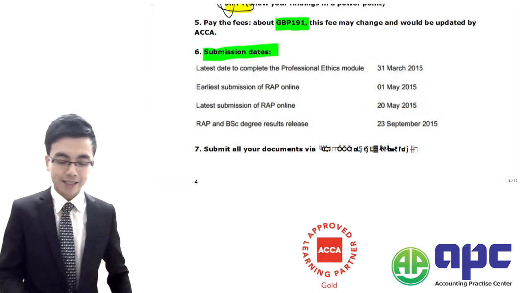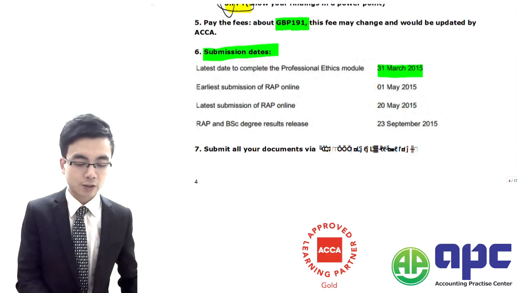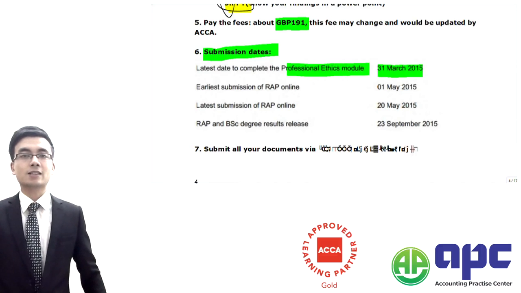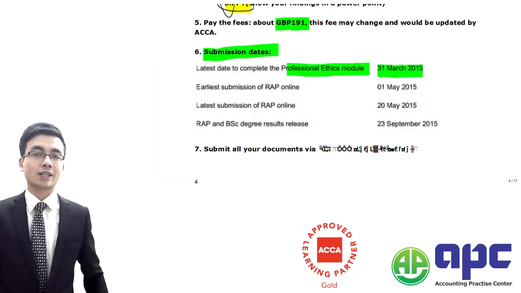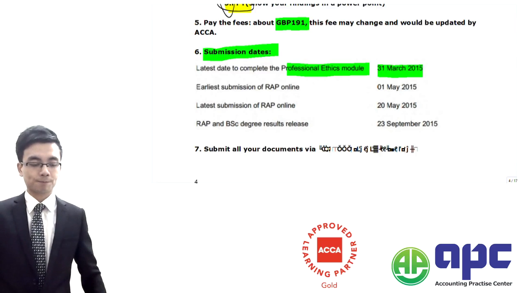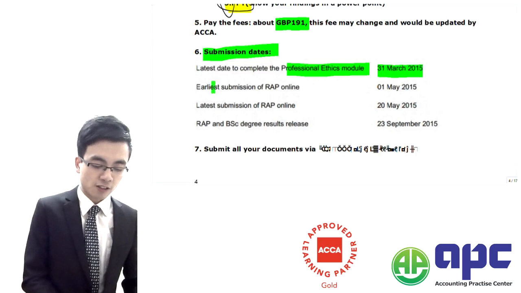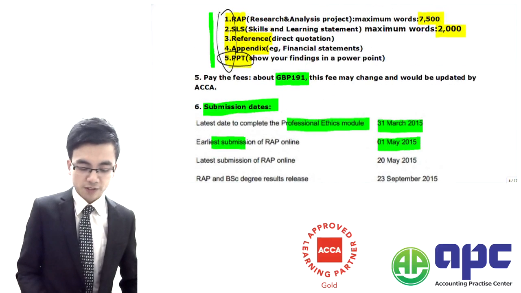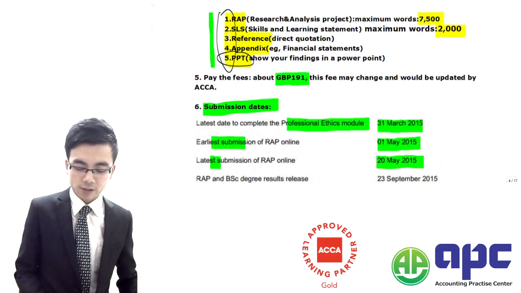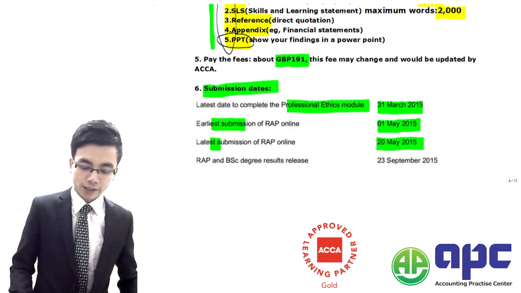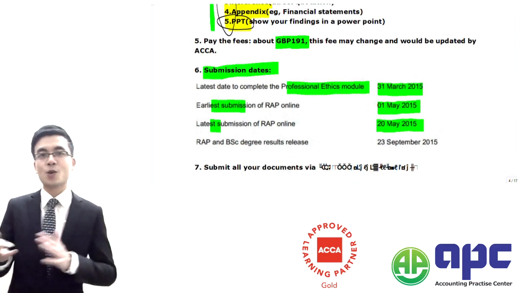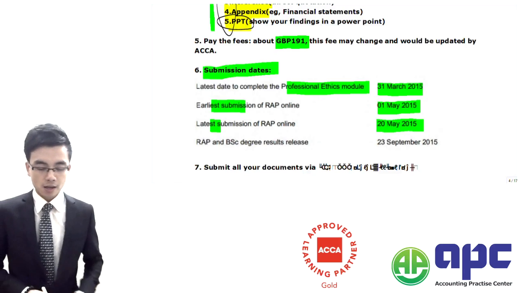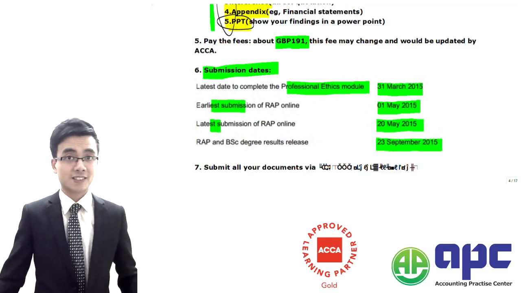You cannot exceed 31st March 2015 to complete your PEM, which is the ethics module that we just talked about. If you exceed this particular date, you cannot submit your project in this particular period; you have to wait for another. The early submission date for the RAP, which means those five aspects before, is 1st May 2015, and the latest date is 20th May 2015. And you can get your result, whether or not you pass, and the grade of your degree on 23rd September 2015 as well.